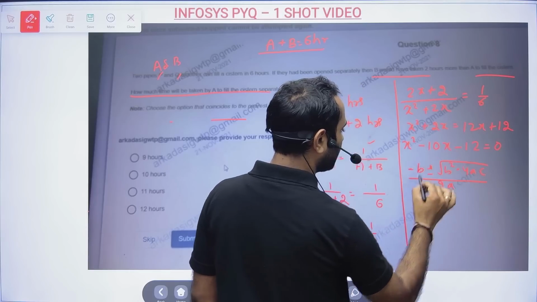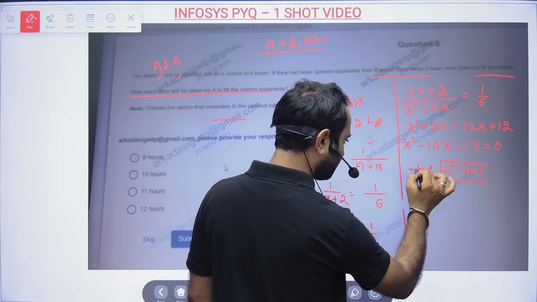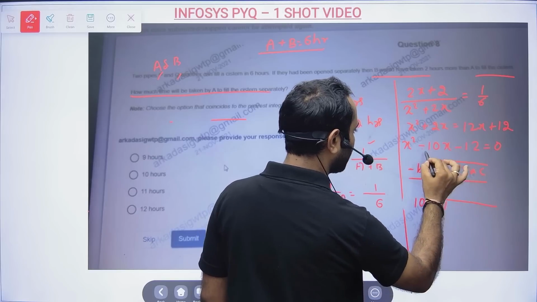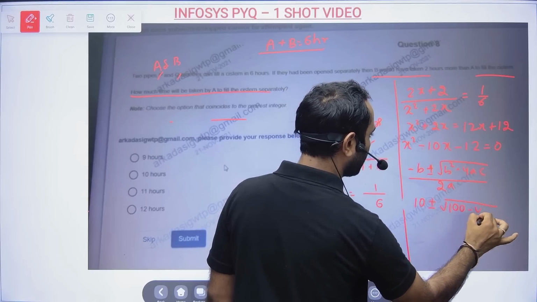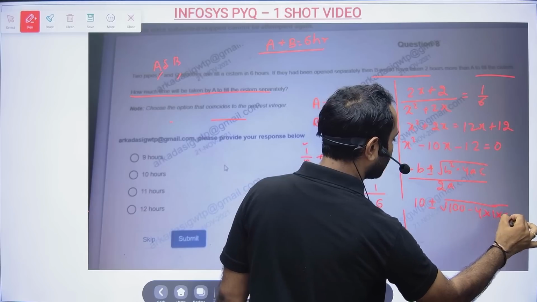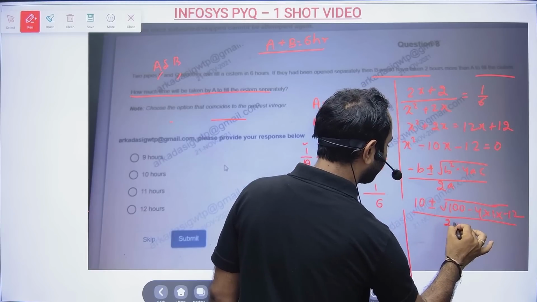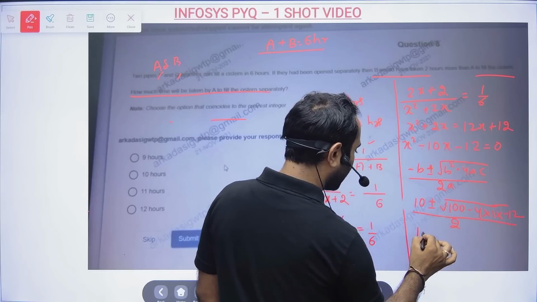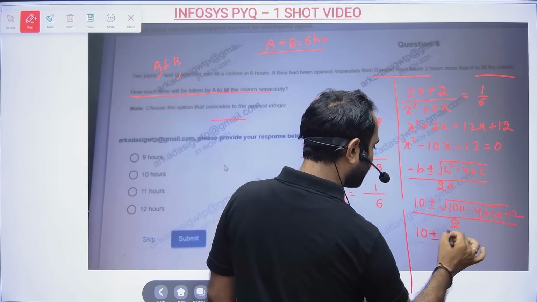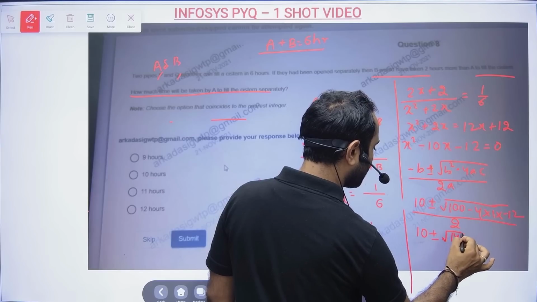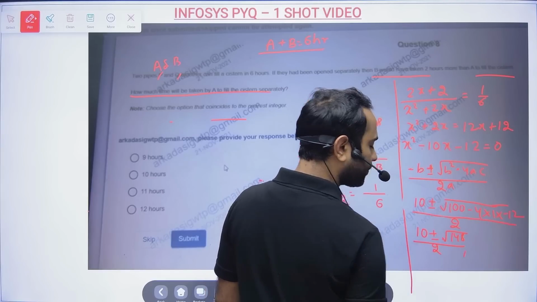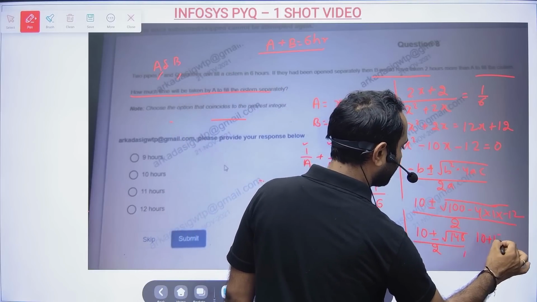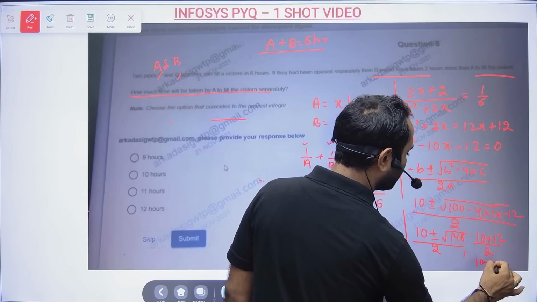These are my roots. So minus b, and minus of minus 10 becomes plus 10, plus minus root of b square, so 10 square is 100, minus 4 times a, which is 1, times c, which is minus 12, divided by 2a, and a is nothing but 1. So 10 plus minus root of 148, divided by 2. 148 is near to 144, and root of 144 is 12. So 10 plus 12 by 2 and 10 minus 12 by 2.